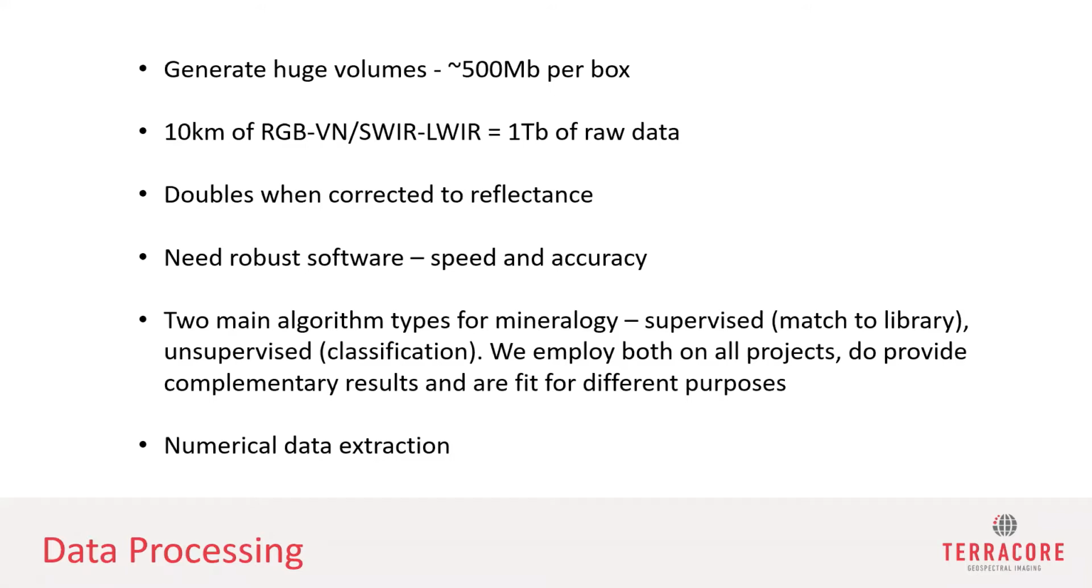So we need pretty robust software. We need to be able to do this quickly, but we also need to maintain a good degree of accuracy with the work. So we've got 2 main algorithm types that we can apply. One is a supervised, where we would match to a library. We put in a library of spectra. We say, right, which library spectrum does each pixel match closest to? And we build a map on that basis.